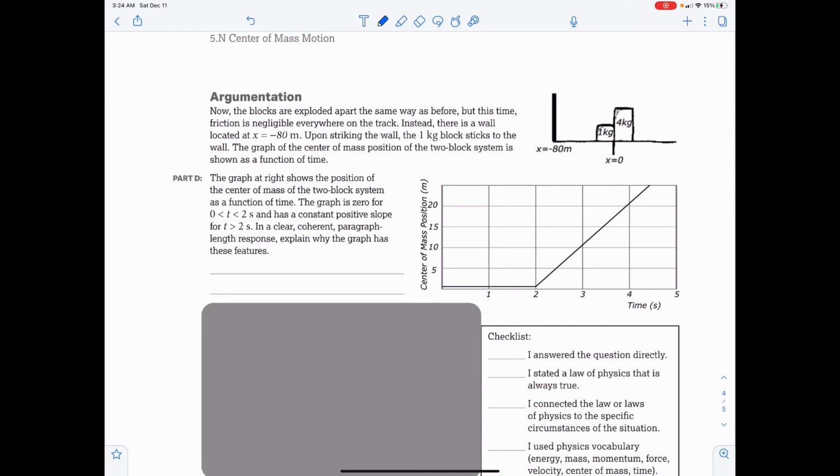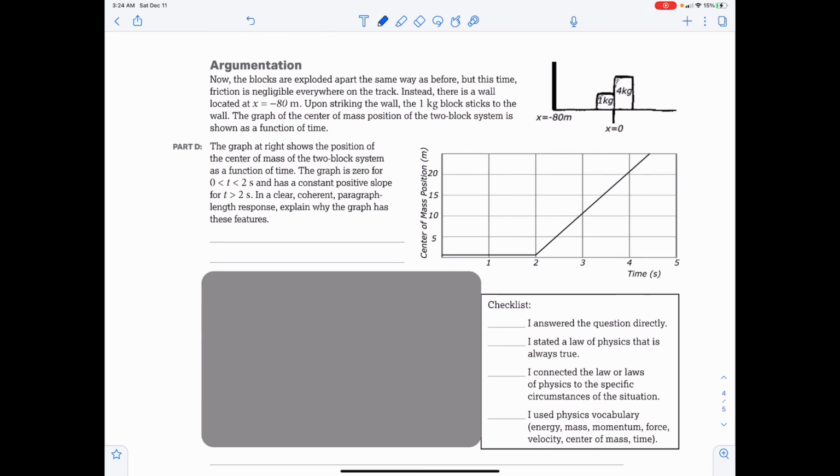So what are we looking at here? The graph is showing the position of the center of mass of the 2-block system as a function of time. The graph is 0 up until 2 seconds, and then all of a sudden has a constant positive slope after 2 seconds. So in a clear, coherent paragraph, explain these features.